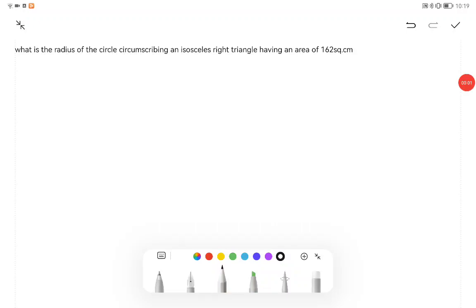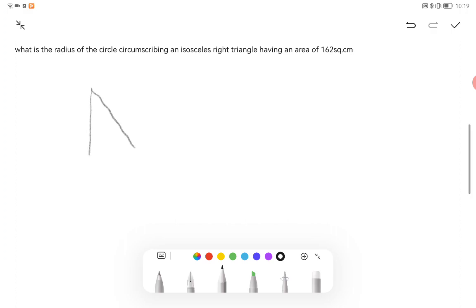What is the radius of the circle circumscribing an isosceles right triangle having an area of 162 square centimeter? So first we have to know what is the isosceles right triangle. Isosceles right triangle is basically a right triangle that contains two equal legs. It looks like this.